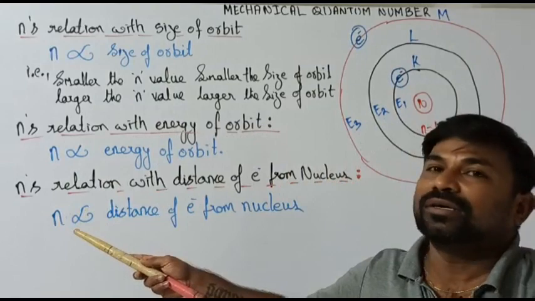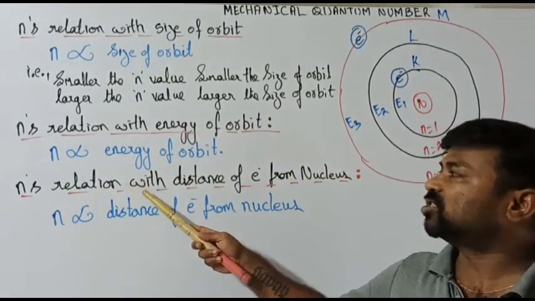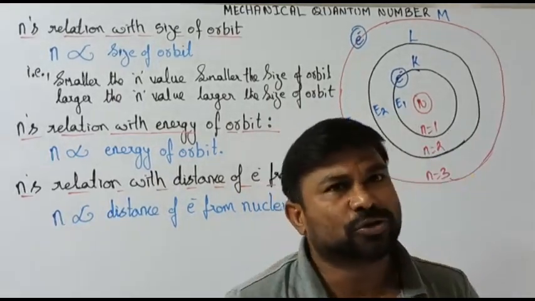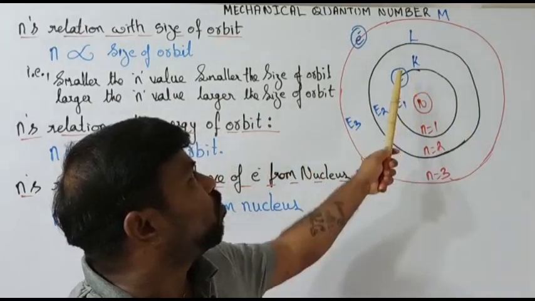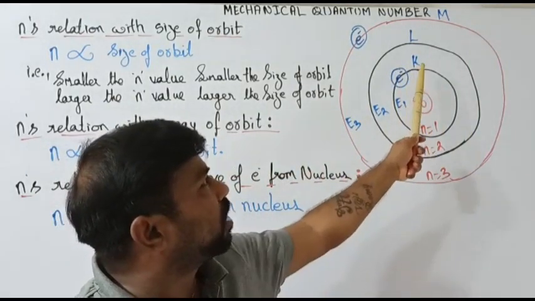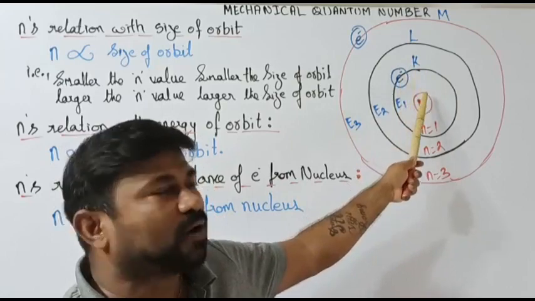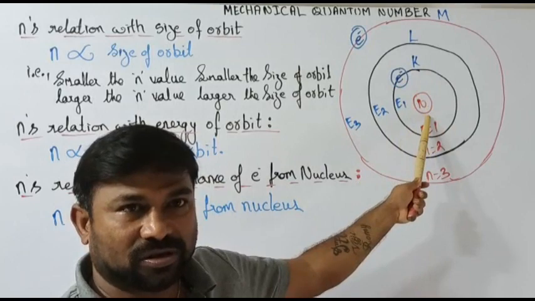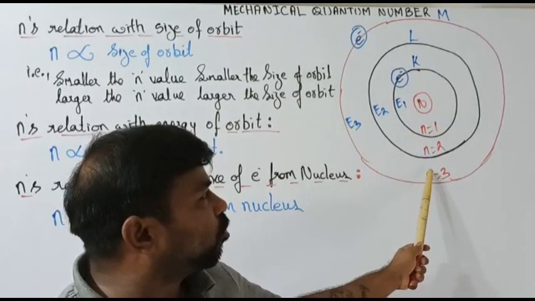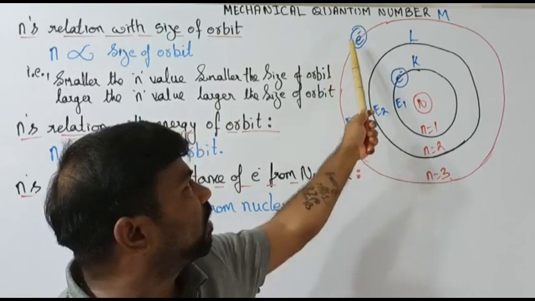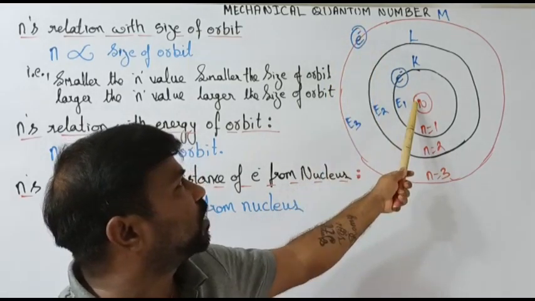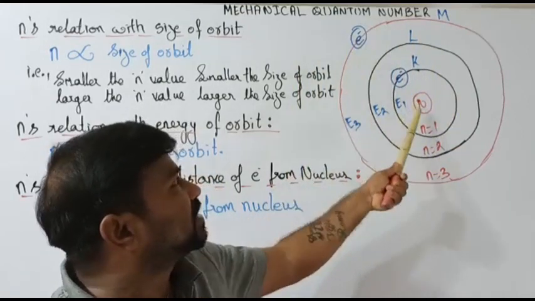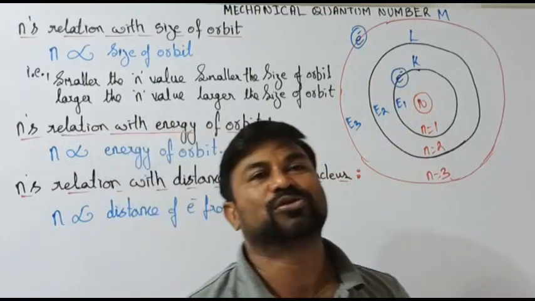Now let's come back to the third relation, that is n's relation with the distance of electron from the nucleus. Now if n value is equal to 1, for K, the distance from the nucleus to the electron is less here. Why? Because the principal quantum number is less here. In the same way, if the principal quantum number increases for the third orbit, now the distance of the electron from the nucleus has increased. As the principal quantum number increased, the distance of the electron from the nucleus is also increased.